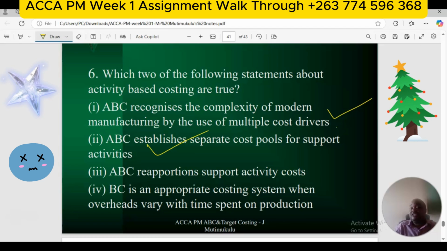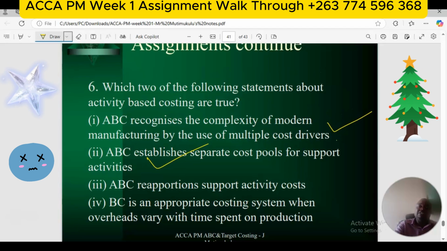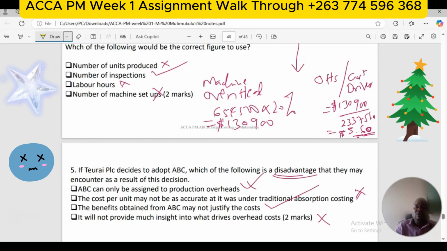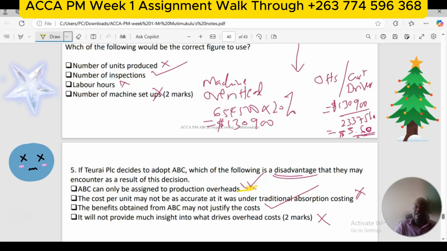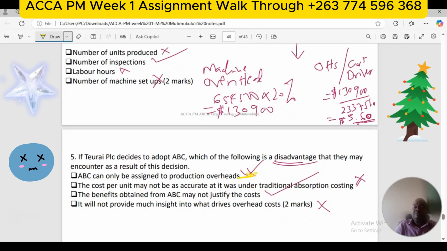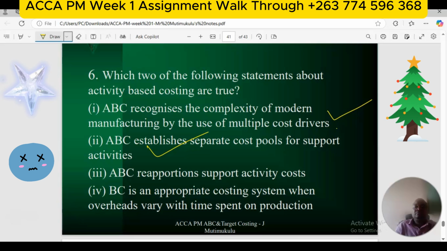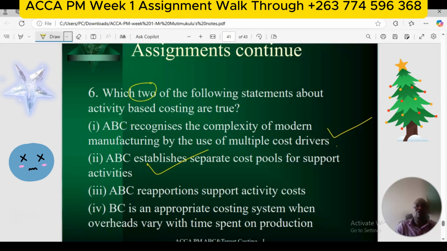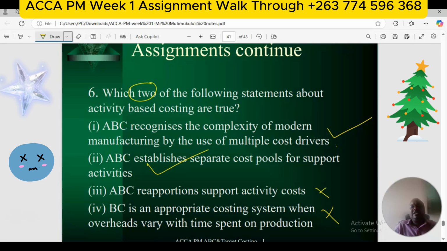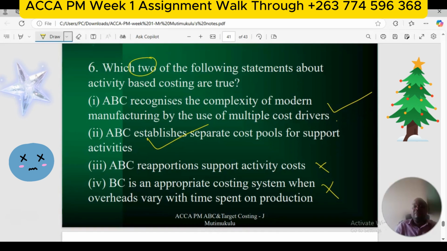Okay, this is in line with the reason why I rejected the disadvantage which had been put across when we were looking at this particular part. If you still remember, I said no, that's wrong, because the overhead could be assigned to other areas as well, not only production. So in the examination, you have been told to pick only two which are correct. So obviously you can see that the rest by default would be wrong. Okay, but we can discuss it.